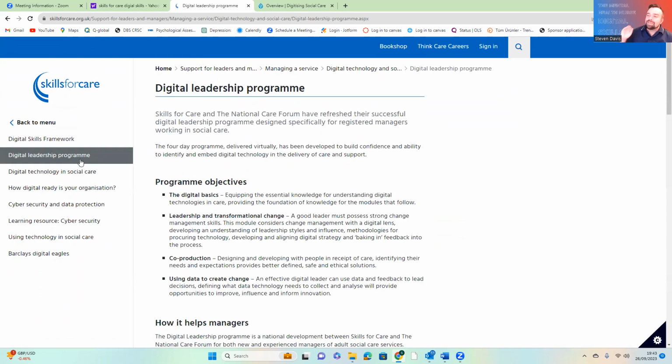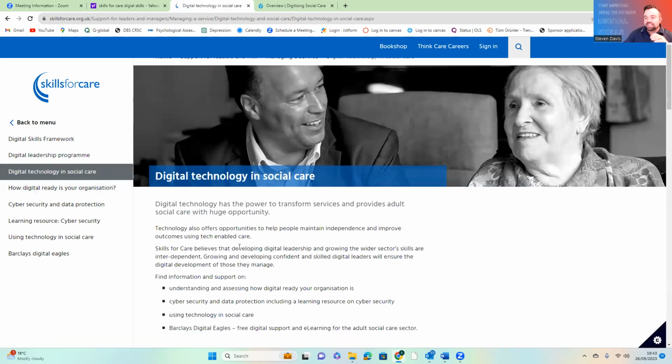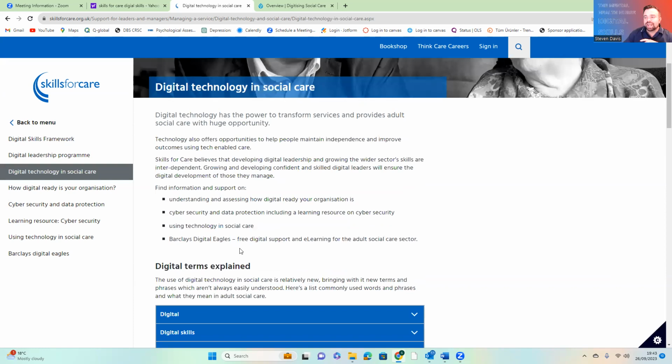They also brought out the Digital Leadership Programme. This was for managers or people working at a more senior level to improve their digital skills. It's a 4-day programme, delivered virtually. Again, it looks at digital basics, leadership and transformational change, co-production, and how to keep data safe. So again, a really important set of skills, looking at digital technology in social care.